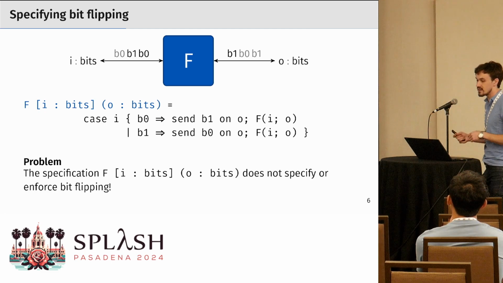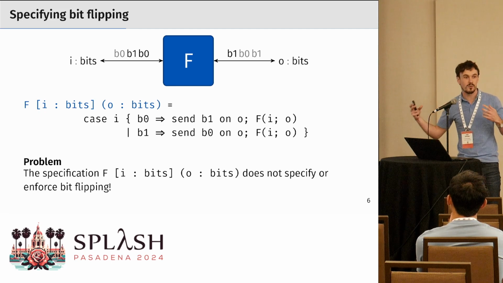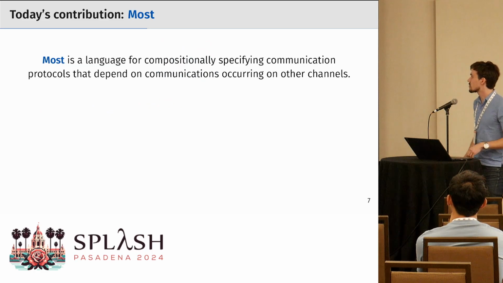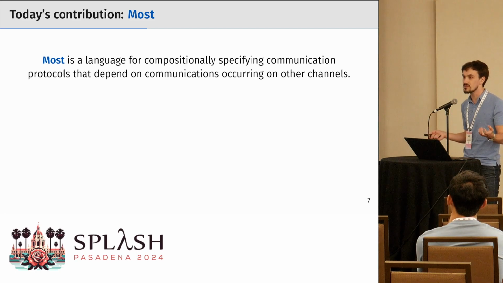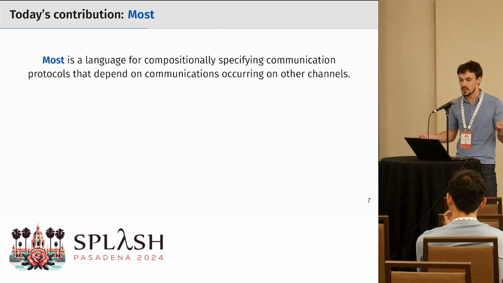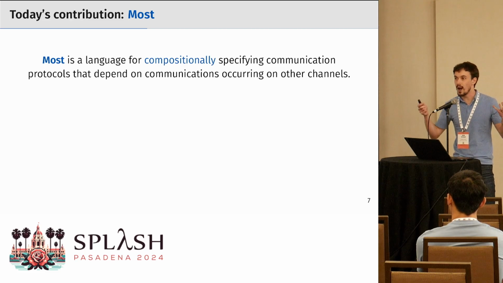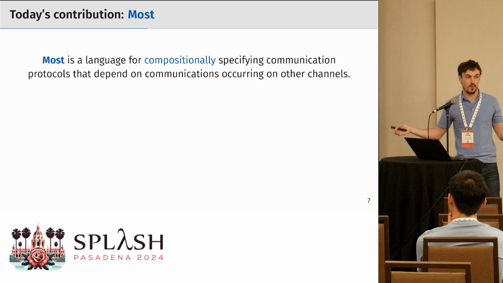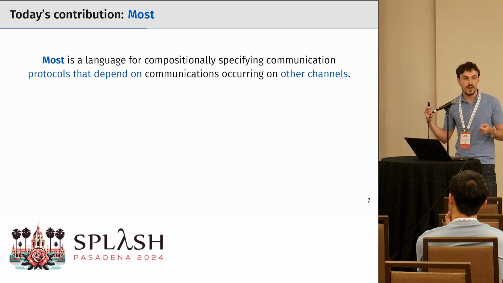And the problem here is that traditional binary session types are too local. They don't give us a means of specifying relationships between communications on different channels. And so our contribution is a language called MOST that lets us compositionally specify communication protocols that depend on communications on other channels. Compositionality is important because we want to be able to specify programs bottom up. We want to reason modularly about our programs. We don't have to specify the entire system at once. And we want to be able to depend on communications that occur on other channels because we want to be able to specify things like input-output behaviors.